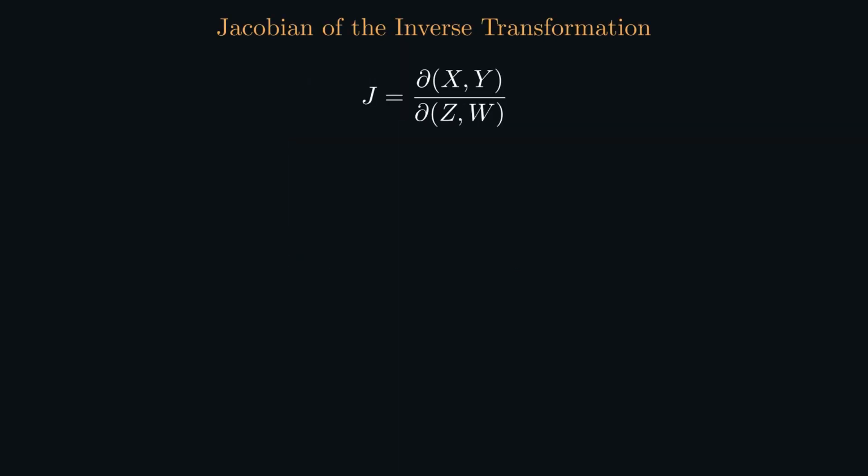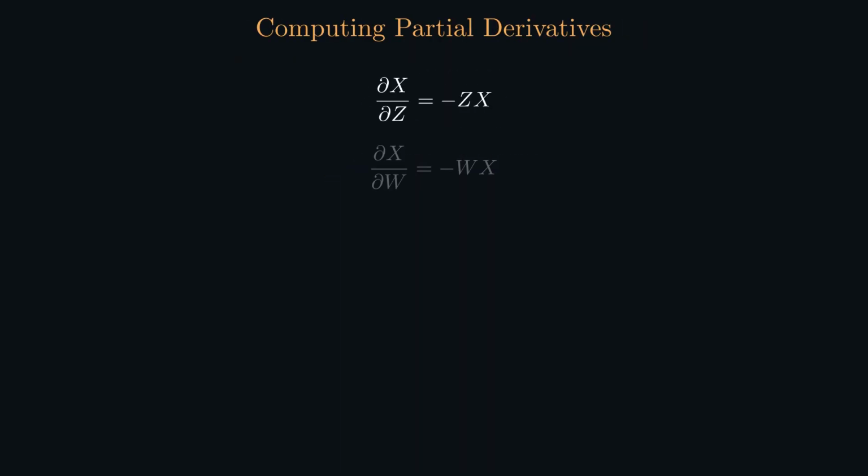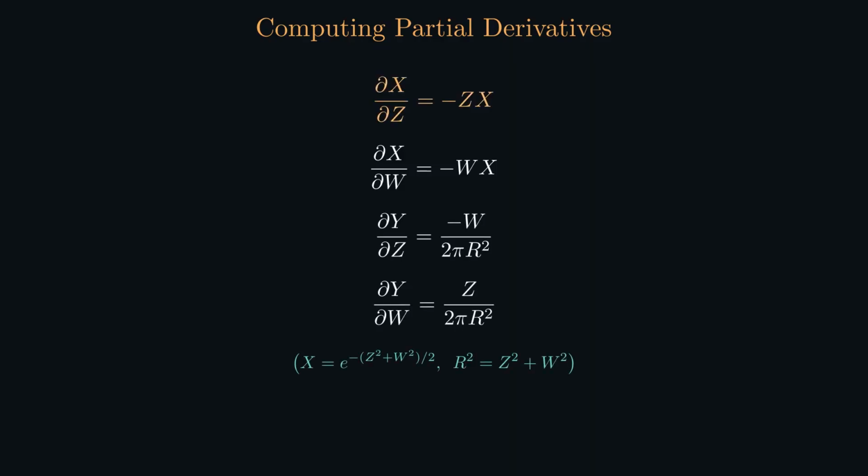The Jacobian of the inverse transformation is the 2 by 2 matrix of partial derivatives of x and y with respect to z and w. The four partial derivatives are: partial of x with respect to z equals minus zx, partial of x with respect to w equals minus wx, partial of y with respect to z equals negative w over 2 pi r squared, partial of y with respect to w equals z over 2 pi r squared, where r squared equals z² + w².